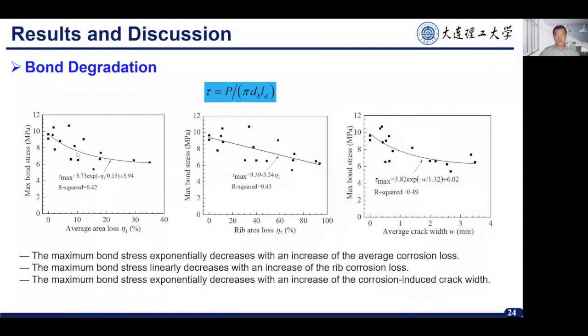This shows the relationship between the bond strength and eta 1, eta 2, and the crack width. This eta 1 is the area loss of the steel rebar. We can see here, the maximum bond stress decreases exponentially with an increase in eta 1, and it decreases linearly with an increase of eta 2. And for the crack width, the maximum bond stress also decreases linearly with an increase of the surface crack width.